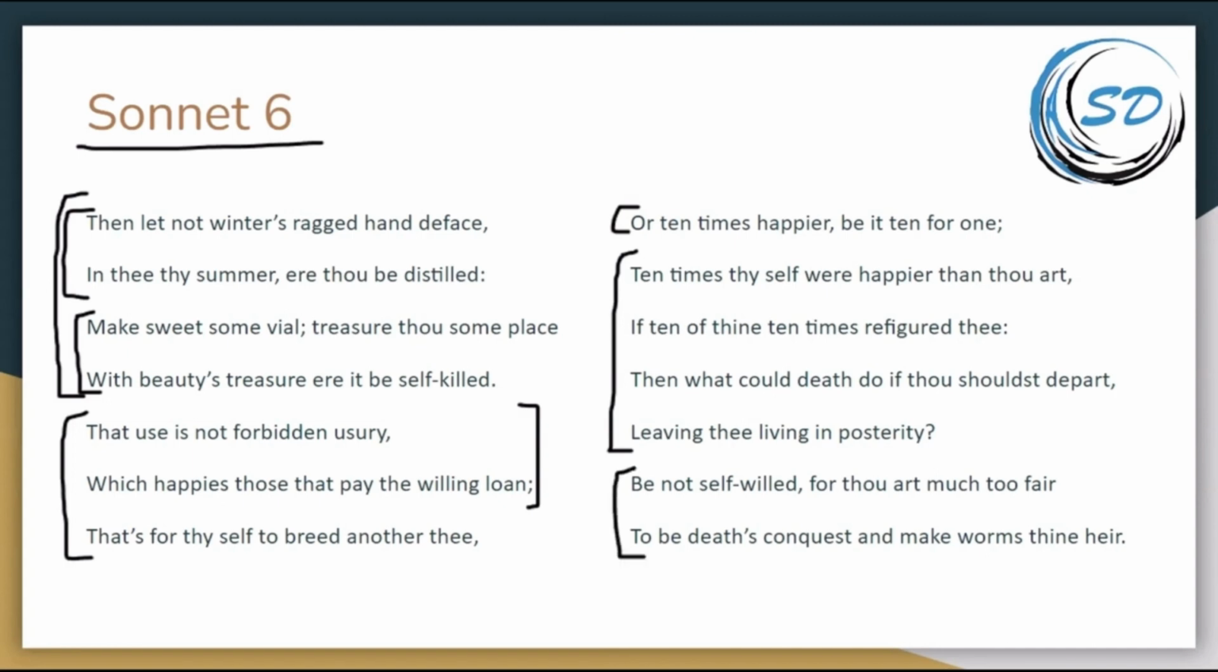The concluding couplet delivers a warning and a plea. The poet advises the young man not to be stubborn or self-willed in refusing to procreate, as his beauty is too precious to be lost to death. The line, "Be not self-willed, for thou art much too fair, to be death's conquest and make worms thine heir," implies that by procreating, the young man can defy death, ensuring that his beauty and essence live on in his descendants rather than being consumed by worms in the grave.